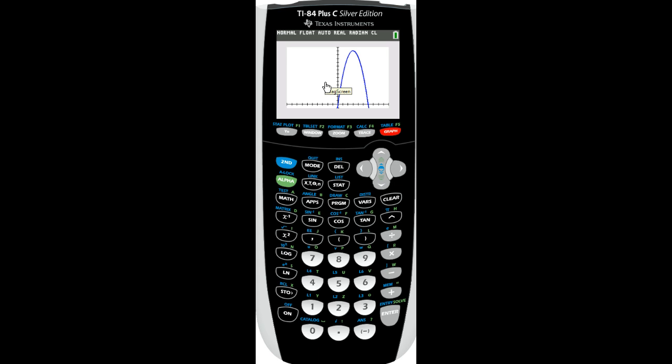So we graphed our function. We tried it in a standard viewing window and could not see it. So now we went to adjust our window, and now we can see the entire graph.